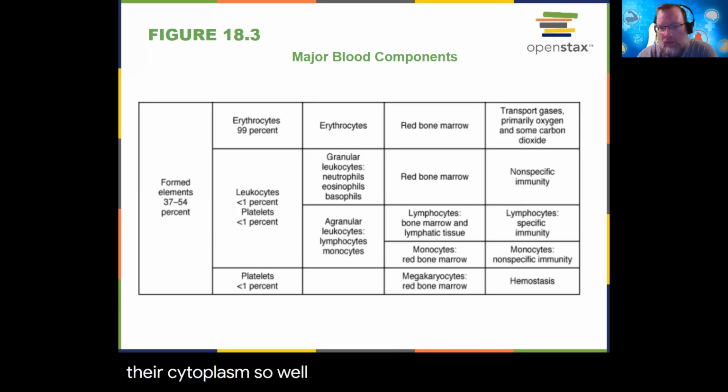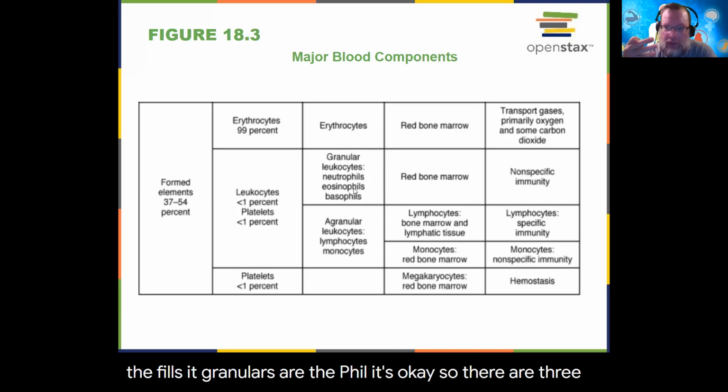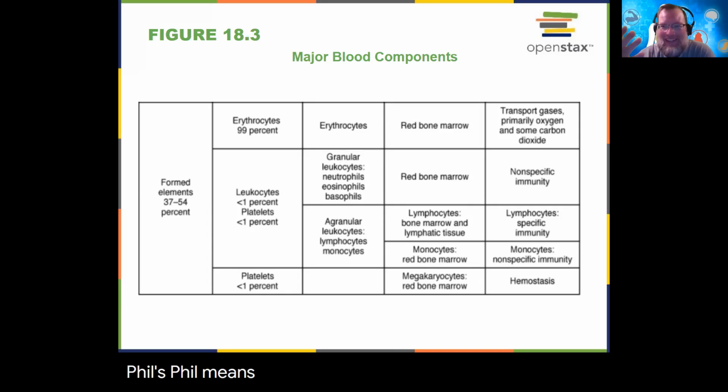So we'll see that in more detail coming up a bit later. But there are 3 granular leukocytes. These are the fills. Granulars are the fills. So there are 3 fills. Fill means affinity for, or a lover of. Affinity or love of.